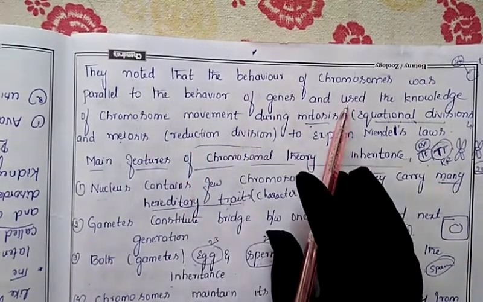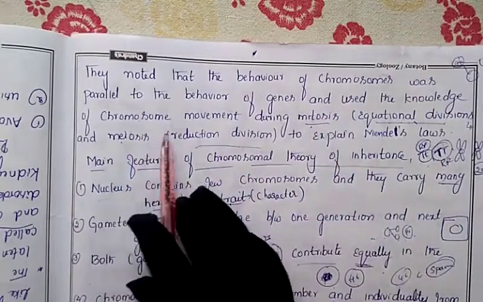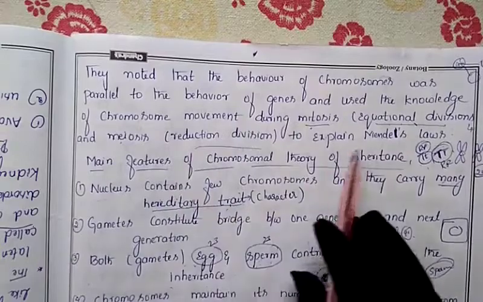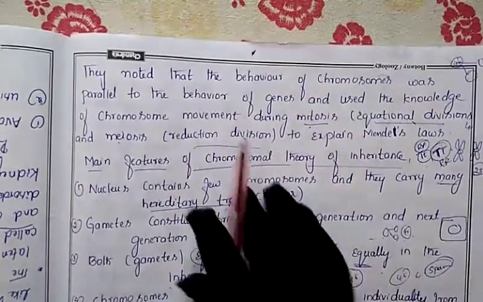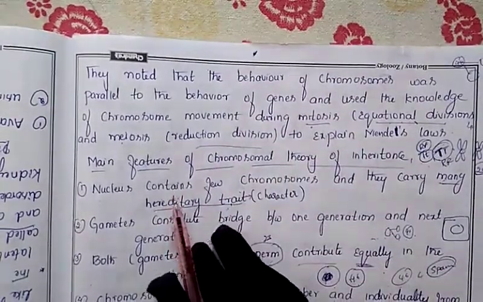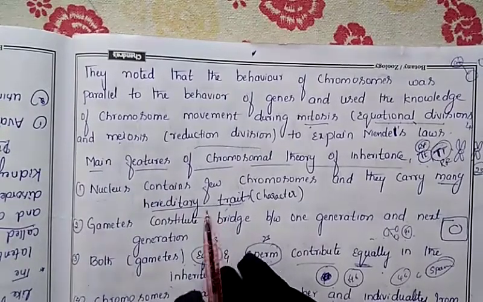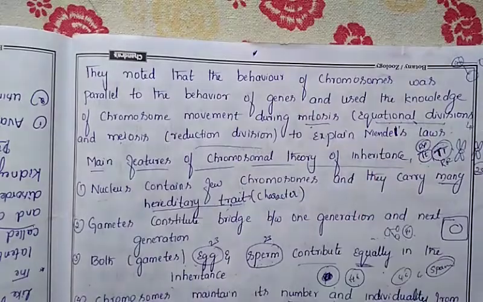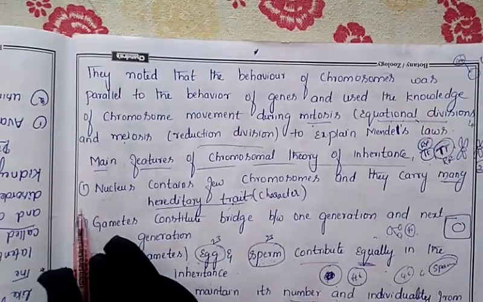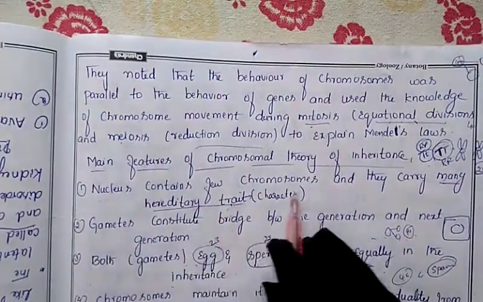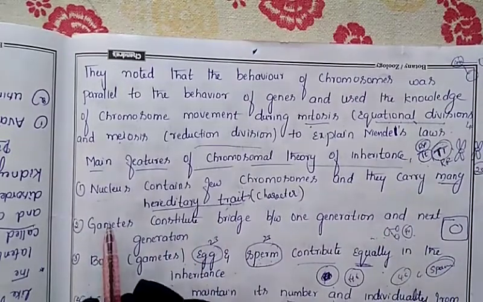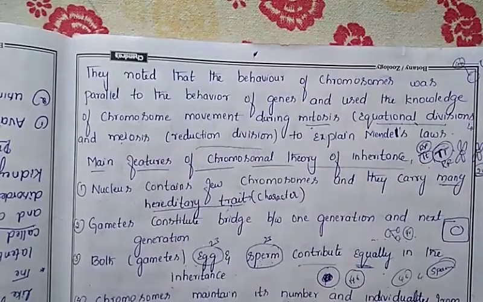What Sutton and Boveri found was the chromosome movement in mitosis and also in meiosis cell division, to explain Mendel's laws. And finally they gave certain characters for this chromosomal theory of inheritance. The first character they gave: the nucleus contains a few chromosomes, but they carry many hereditary traits.